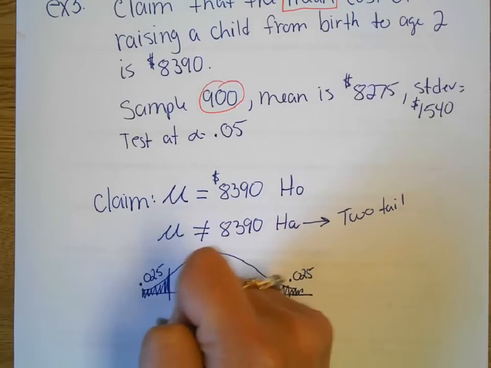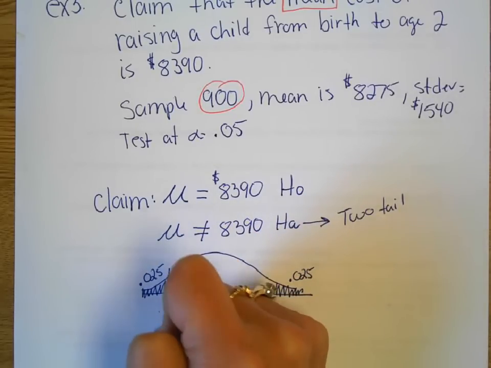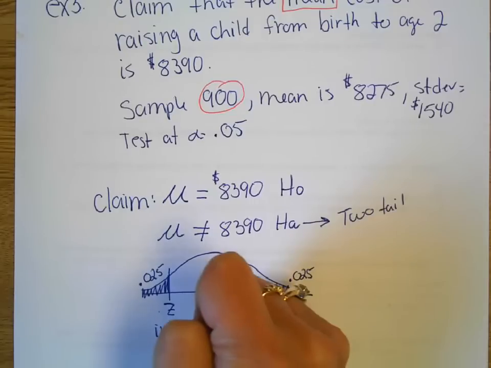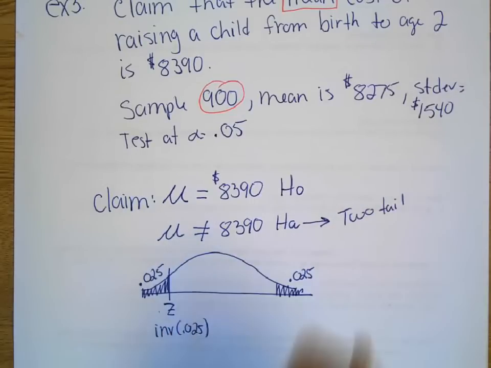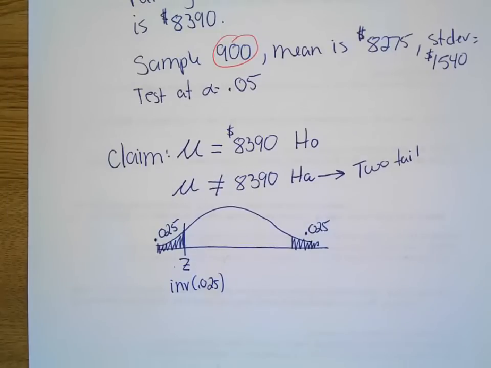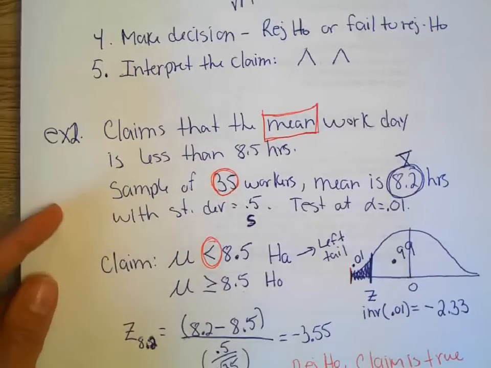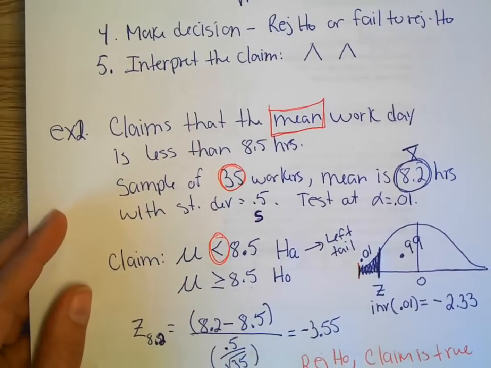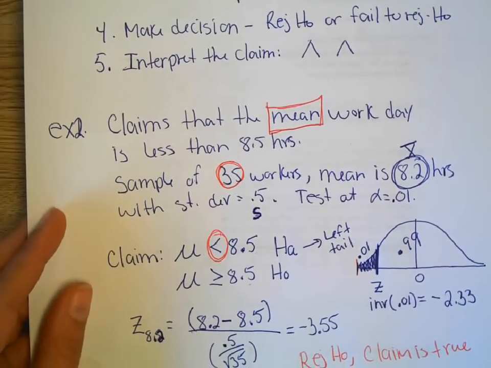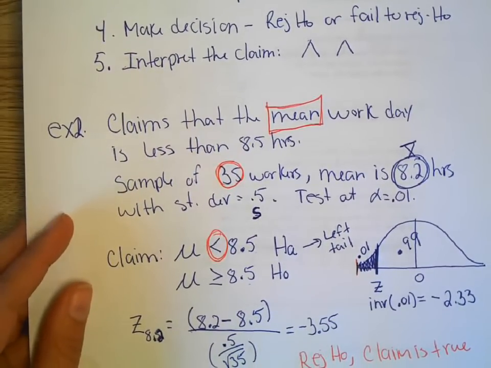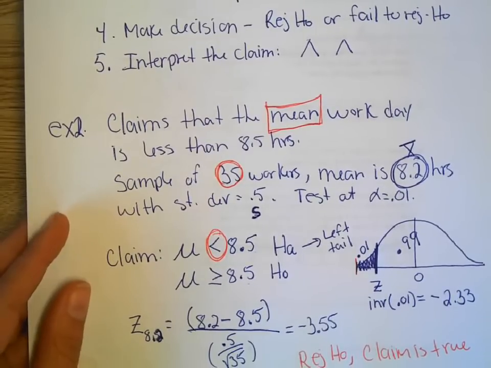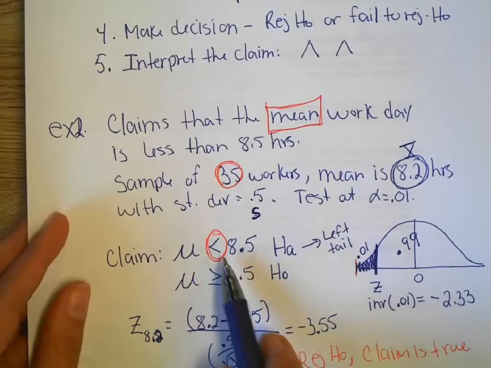Okay, so if you do the inv norm of .025. Why are we using Ha on this one though? We used Ha on the last one also. Why? Because that's the way it works. That's the process. You just always use Ha? The Ha tells you where your rejection's at. So on that thing, it's always gonna be true?